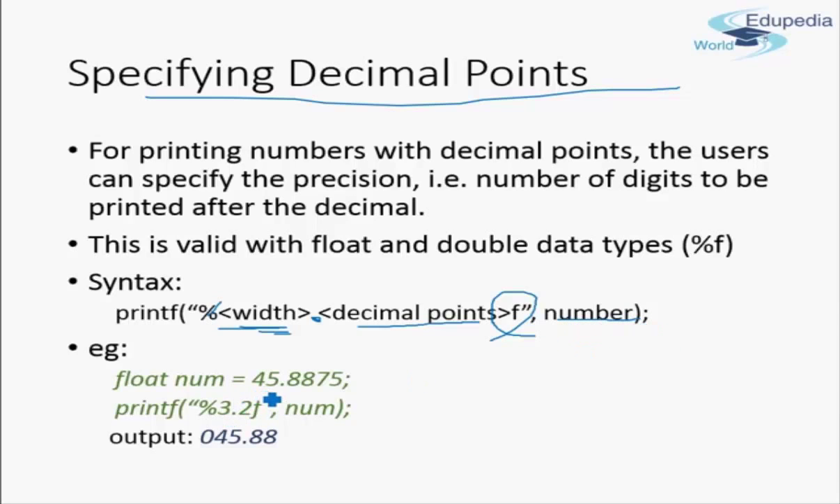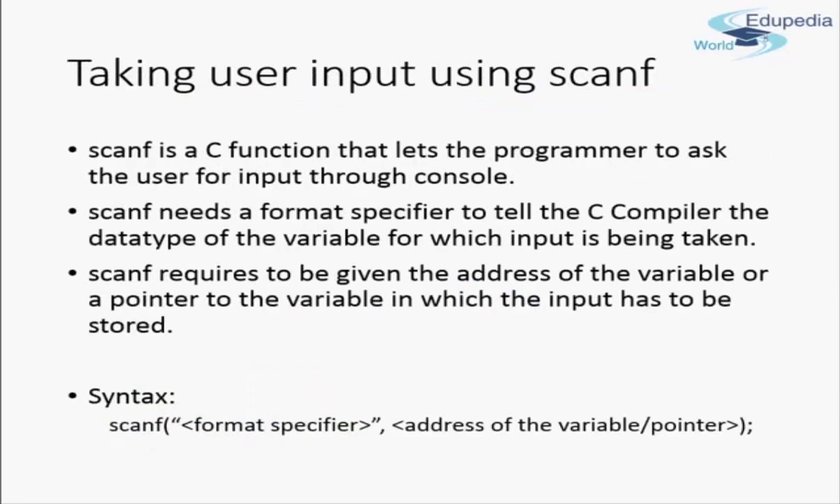So here is an example. Suppose this is a number with 2 digits before the decimal point and 4 digits after the decimal point, and it is stored in the float variable named num. Now I am printing it with 3.2f, so that means it will occupy a total of 3 spaces. It should not be a 0 over here, because I am not specifying a padding digit, so it will not get padded with 0. So it will print 45.88. That is, the first 2 digits after the decimal will get printed when I write percentage 2f.